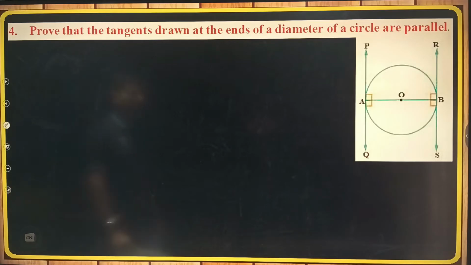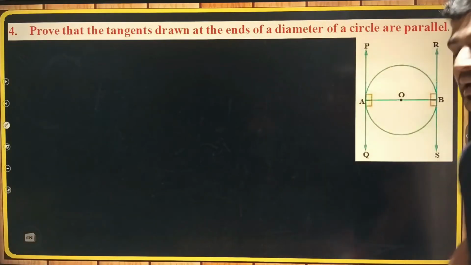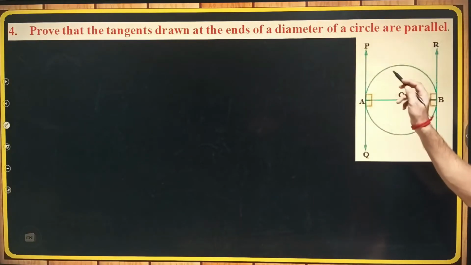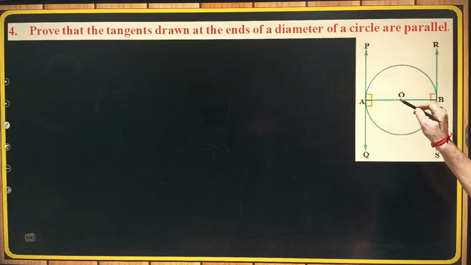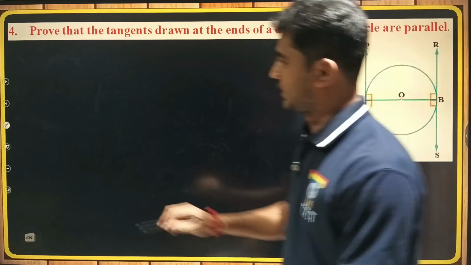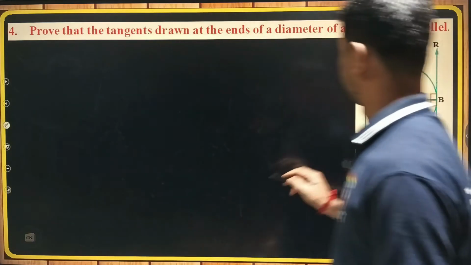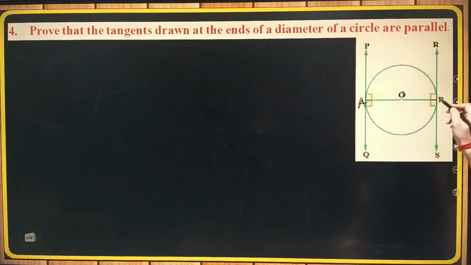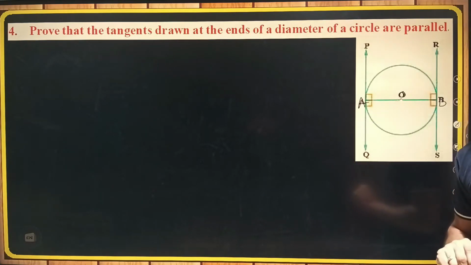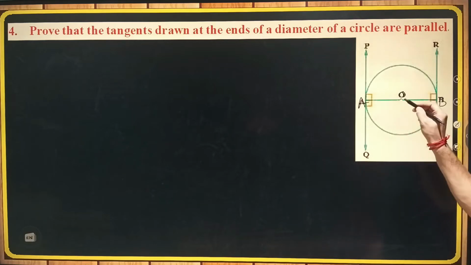Okay, observe carefully. Here there is a circle. Dear friends, in this circle, O is the center of the circle. Let's take O as the center. About this point, we have taken O. And this point is A, here is B. So AB is the diameter of the circle, with O as the center.